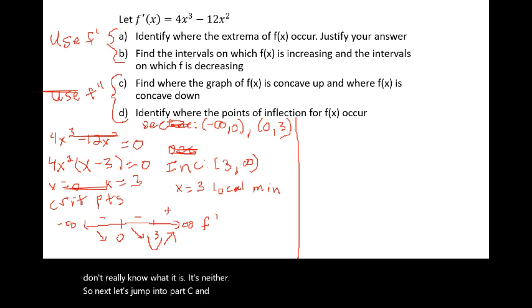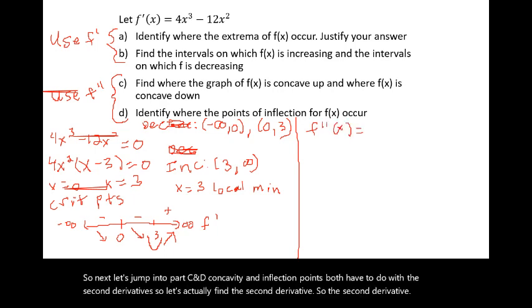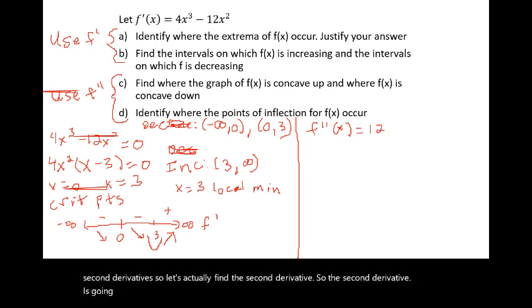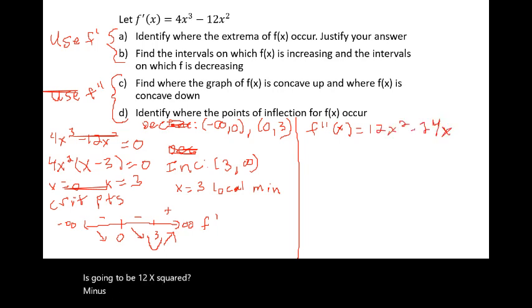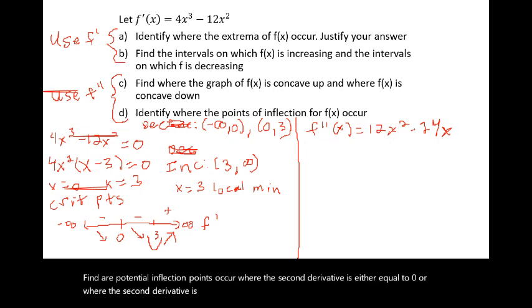Concavity and inflection points both have to do with the second derivative, so let's actually find the second derivative. So the second derivative is going to be 12x squared minus 24x. So then let's find our potential inflection points. Our potential inflection points occur where the second derivative is either equal to 0 or where the second derivative is undefined. We don't have to worry about where the second derivative is undefined, so we'll just have to worry about where the second derivative equals 0.